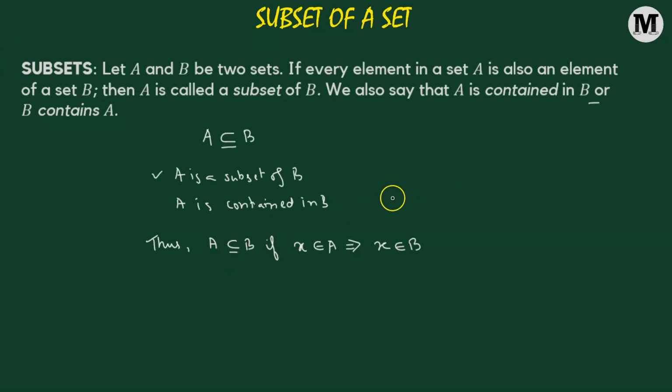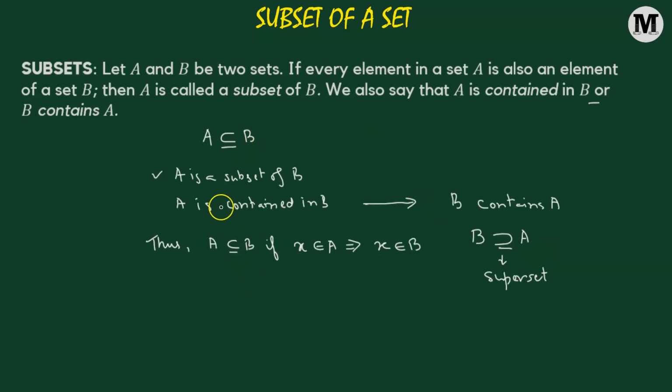Now A is contained in B. We can also represent it as B contains A. It means exactly the same thing. But the moment we say B contains A, then we'll be writing it symbolically as B contains A, and this particular symbol will also be referred to as the superset. So we can say B is a superset of A because B contains A.